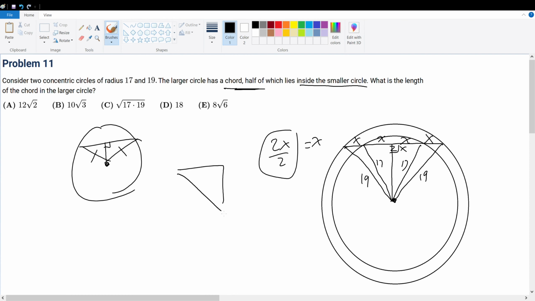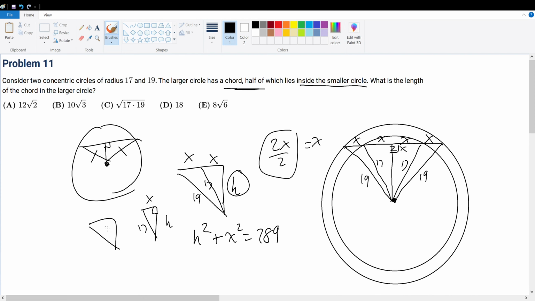If we have this half triangle to consider, and this to be a radius, this would be x, this would be x, this would be 17, this would be 19, this would be h. We can use h to relate the x's together. Let's consider the smaller triangle, where this is x, this is 17, this is h. h squared plus x squared is equal to 289 by the Pythagorean theorem. And in the larger triangle, where the base is 2x, the hypotenuse is 19, and the height is h, we know that h squared plus 4x squared gives 361.